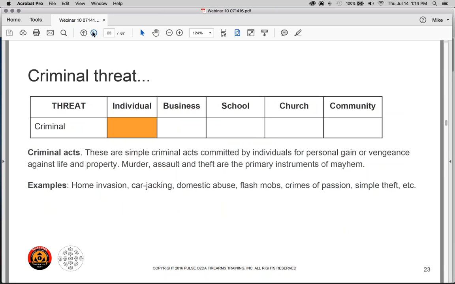More specifically, from the standpoint of criminal threat, these are simple criminal acts: murder, assault, theft. Examples would be things like home invasion, carjacking, domestic abuse, flash mobs, crimes of passion, simple theft, etc. The primary target of criminal threat is individuals, although businesses, schools, churches, and communities certainly suffer from that. Generally, a petty criminal is going to go after an individual.